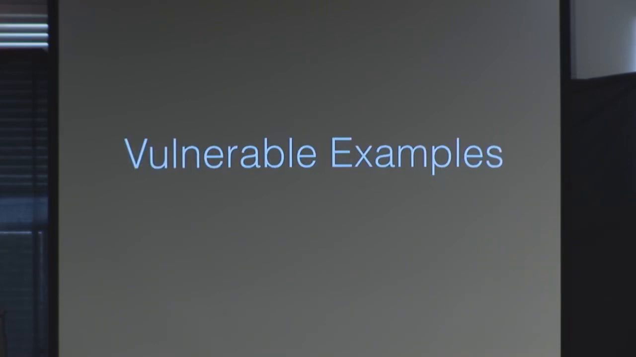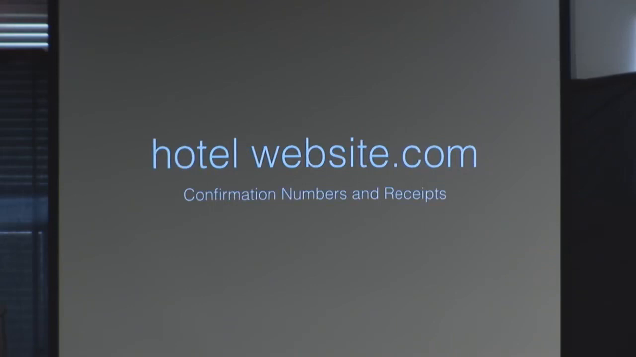All right, so I'll go right into vulnerable examples here. All right, so hotelwebsite.com, confirmation numbers and receipts. So think about what kind of information you give away when you sign up for a hotel. When you go to a website and you reserve a room, they may ask you, what are the names of the people staying with you? You need to give them what nights you're going to be there, your credit card and information. They might ask for your mailing address so they can send you information in the future. They obviously will have your email.